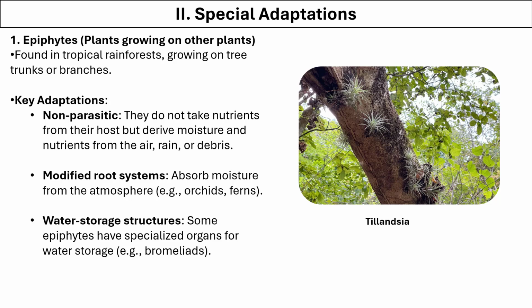Epiphytes are the plants which grow on other plants. They are found in tropical rainforests and they grow on the tree trunk or branches. The main feature of these plants is that they are non-parasitic. They do not take nutrients from their host, but they only obtain moisture and air and a place for living on the other plant. They also have a modified root system which helps them absorb moisture from the environment instead of obtaining moisture from soil or their host plant. They also have a water storage system which helps them in storing the water inside their own tissues.